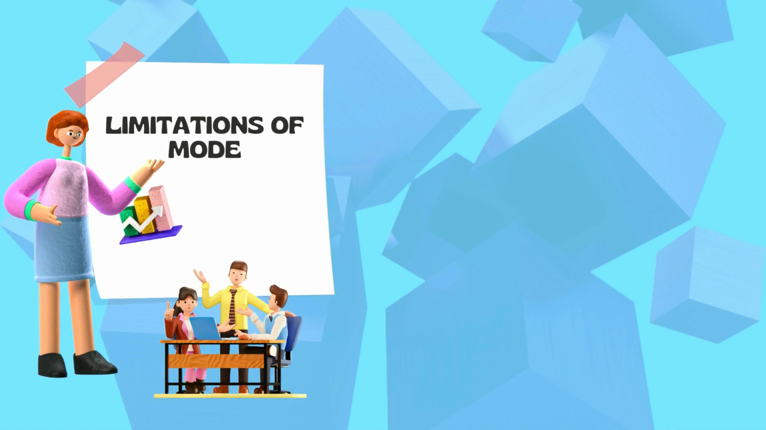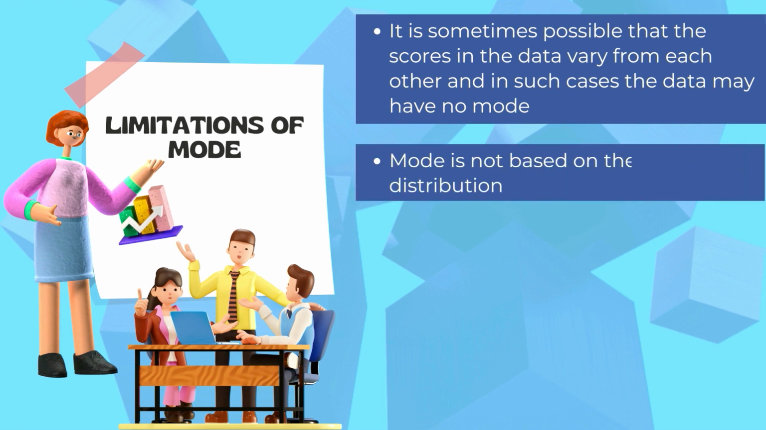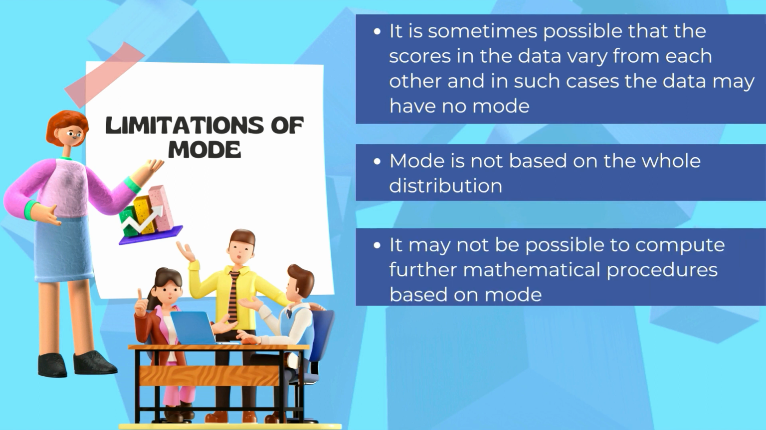As far as the limitation of mode is concerned, it is sometimes possible that the scores in the data vary from each other, and in such cases the data may not have any mode. If all the data are different from each other, there would be no mode, and this is a kind of limitation. Mode is not based on the whole distribution, it is based on the most frequently occurring data. It may not be possible to do further mathematical procedures based on the mode, because it limits the calculation, as it is based only on the most frequent data.